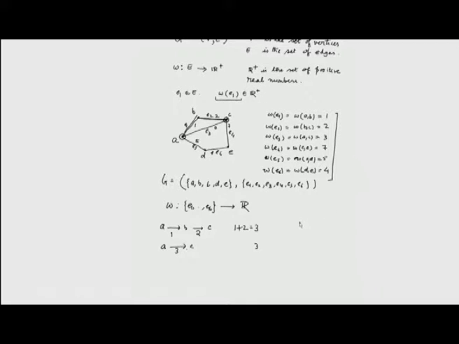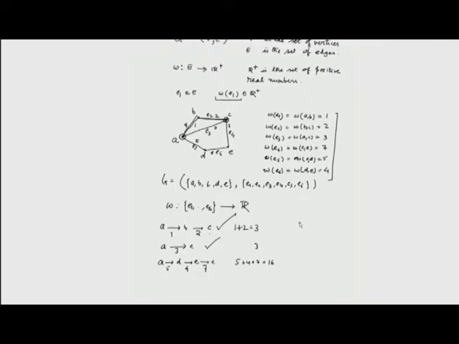Well, and the other possibility is from A to D, D to E, E to C. A to D is 5, D to E is 4, and E to C is 7. So, the total weight is 5 plus 4 plus 7 equal to 16. Now, of course, the shortest paths are this or this.